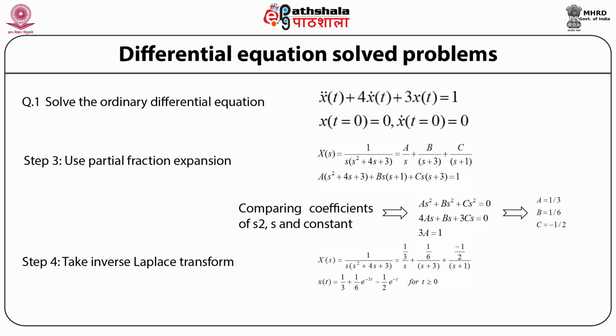Now you can multiply them, and you will get a s squared plus b s plus c s times something, which will be equal to 1. Now you can compare the coefficients of s squared on the left hand side versus the right hand side: a plus b plus c is equal to 0. Then you can compare the coefficient of s, then the coefficient of constants, and find all the values. In the fourth step, you just put the values of a, b and c, take the inverse Laplace transform, and there you go, the solution.